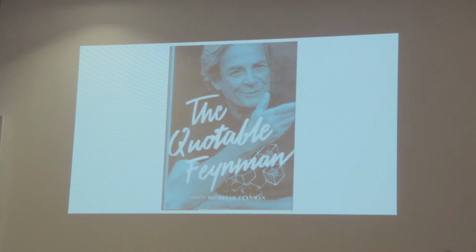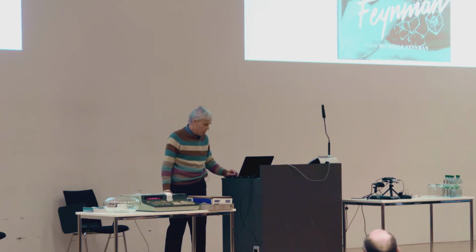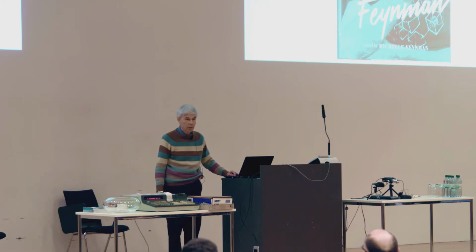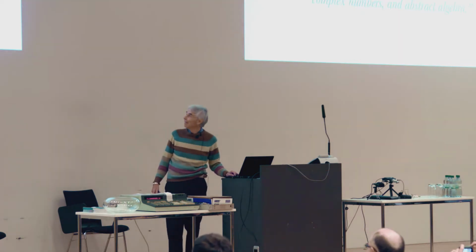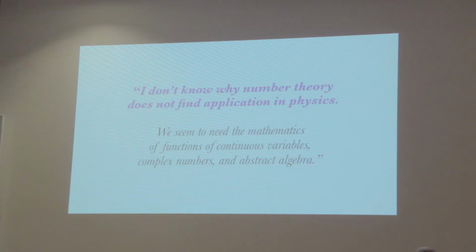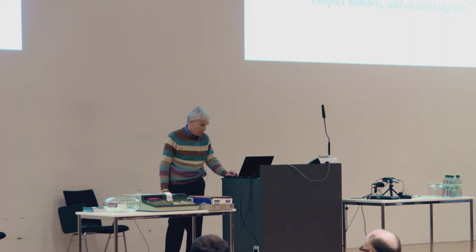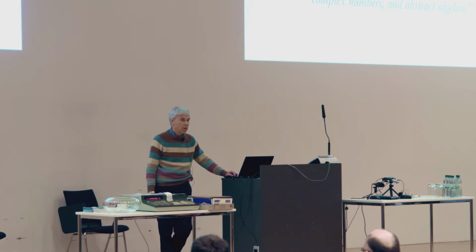So he wrote it to this person. A year or two ago, this book came out, and this question was quoted in the book, and Feynman's answer to the question was quoted. Apparently Feynman's secretary kept a copy of the letter that Feynman wrote to Robert. Anyway, here's what Feynman said: "I don't know why number theory does not find application in physics. We seem to need the mathematics of functions, of continuous variables, complex numbers, and abstract algebra." So it was felt by most people that number theory had no role in physics. That turned out not to be correct in the long run. Not all aspects of number theory may play a role in physics, although we never know. You never know what's going to happen.